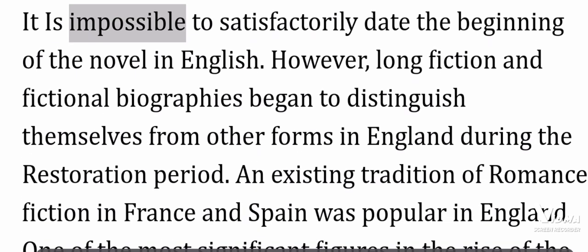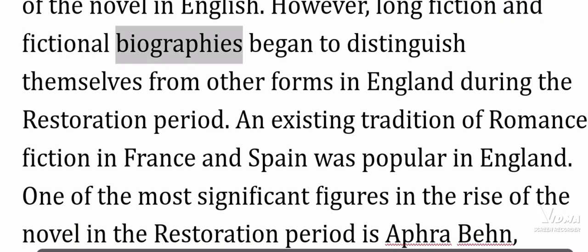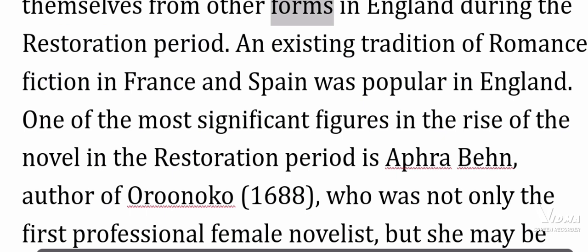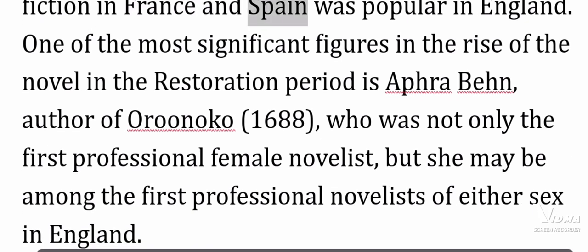It is impossible to satisfactorily date the beginning of the novel in English. However, long fiction and fictional biographies began to distinguish themselves from other forms in England during the Restoration period. An existing tradition of romance fiction in France and Spain was popular in England.